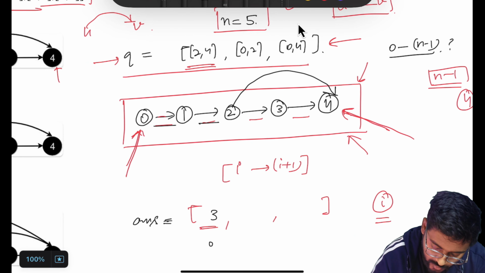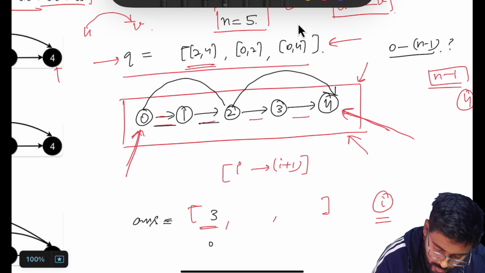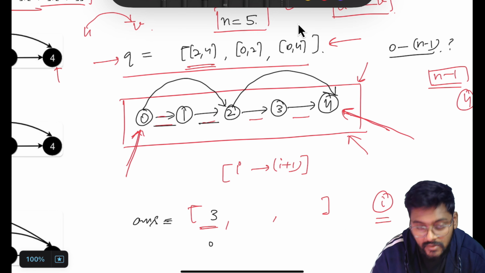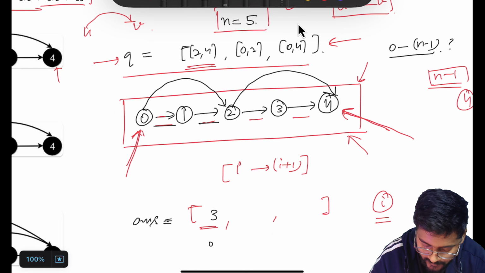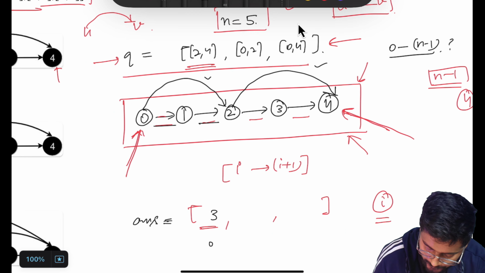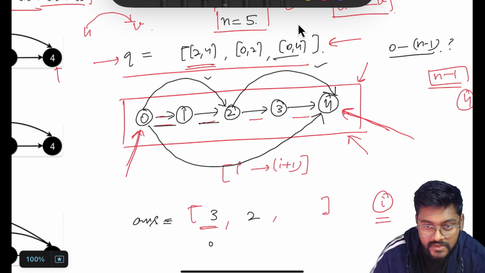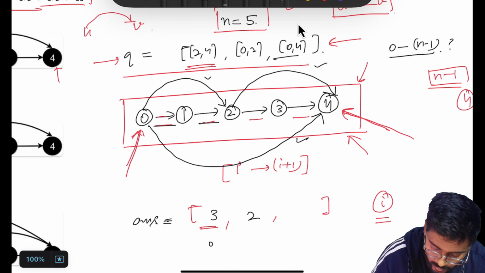Now in the second query, they are connecting city 0 to city 2. If they have connected this, my city graph will look like this. And here, what is the shortest path from city 0 to n minus 1? From 0 I will go to 2, then from 2 to 4. So after the second query, the path will become 2. And after the third query, they are connecting city 0 to 4 directly. If it is directly connected, the shortest path is going to be 1.